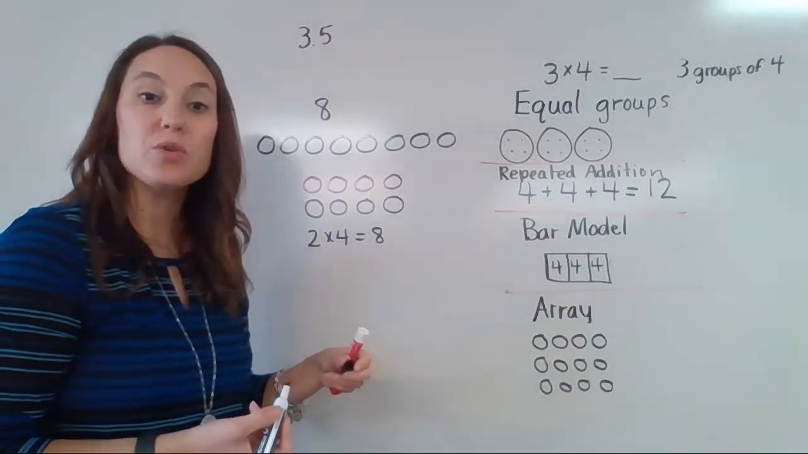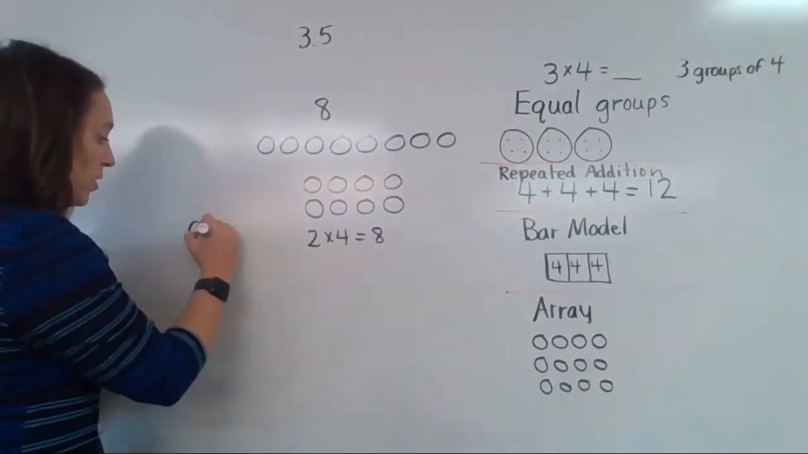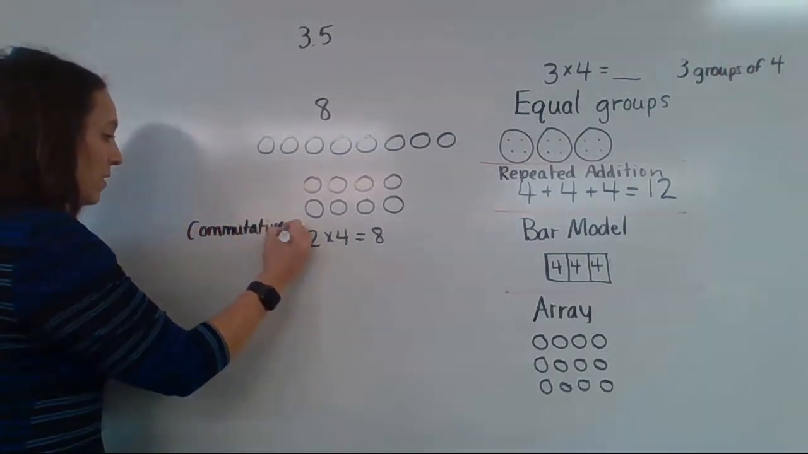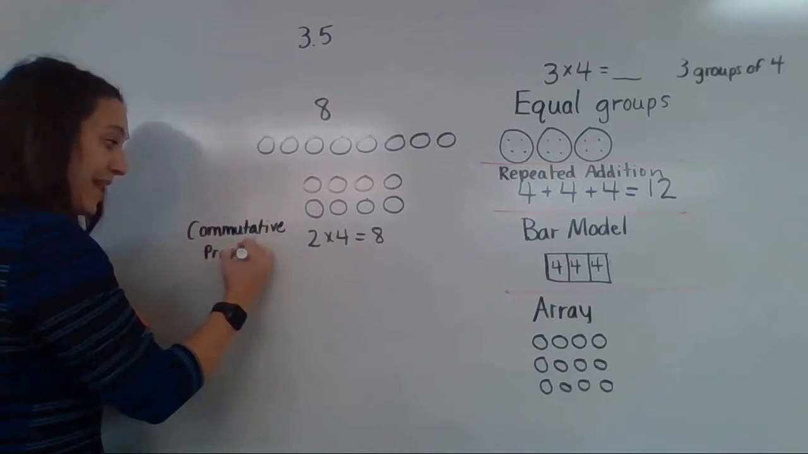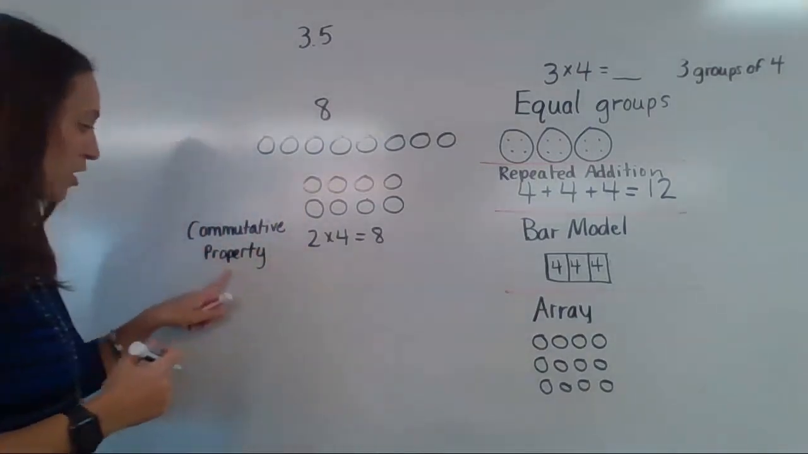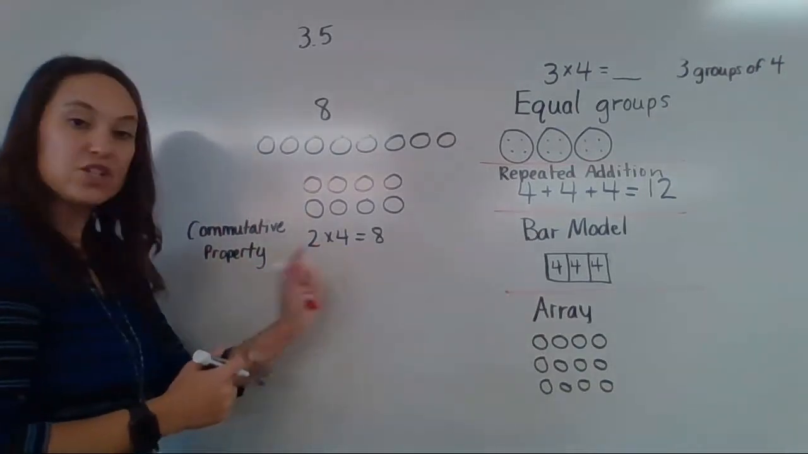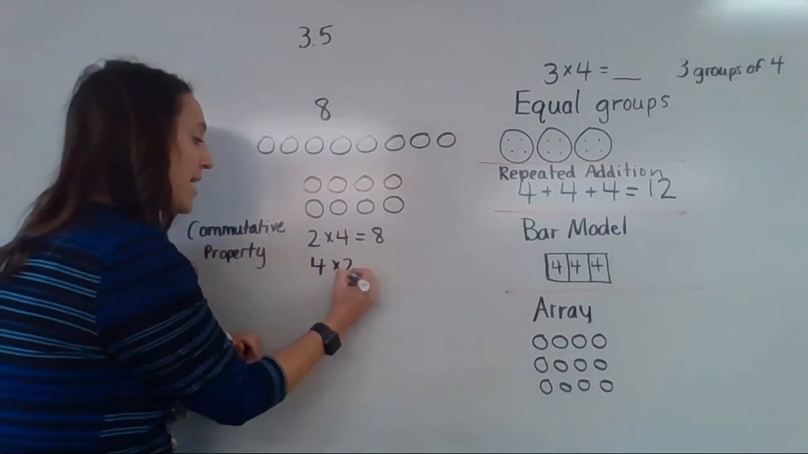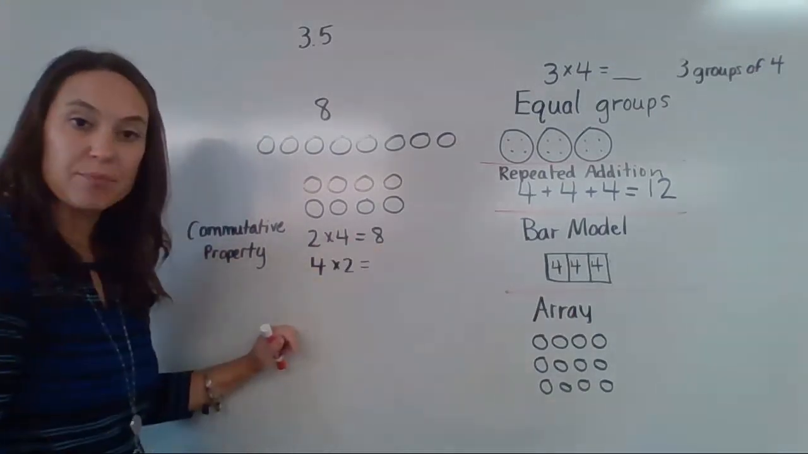Now I can change the order of the factors and still get the same product. This is called the commutative property. That's a big word. Everybody say commutative. I always say that the numbers communicate with each other and they change places. So for the commutative property, it states that I can change the order of these. I can put 4 first as a factor and then 2 and still get the same product of 8.